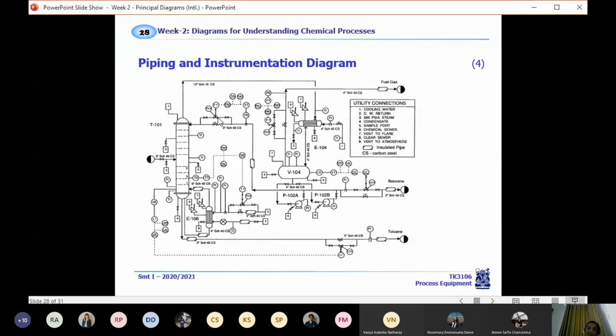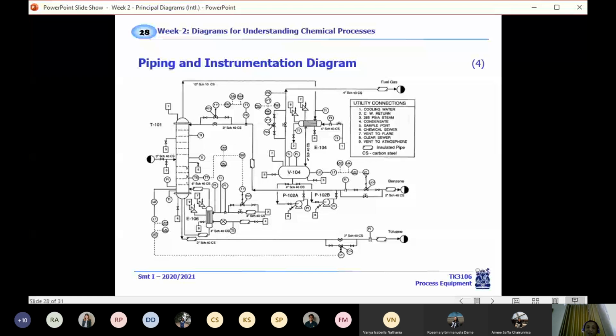So please write down what is the importance of the piping instrumentation diagram. Number one is the controlling system, how we control this unit. The second one, the information that we can have from that PID is the safety system.